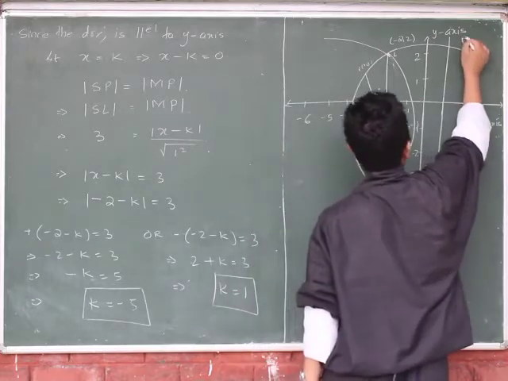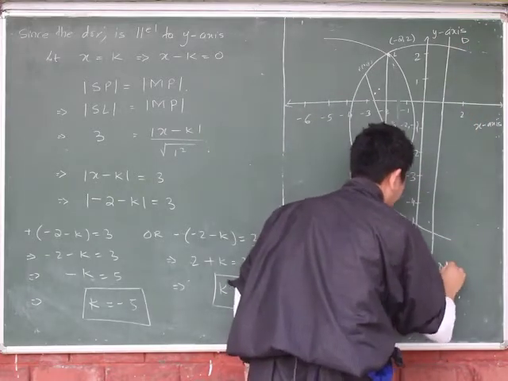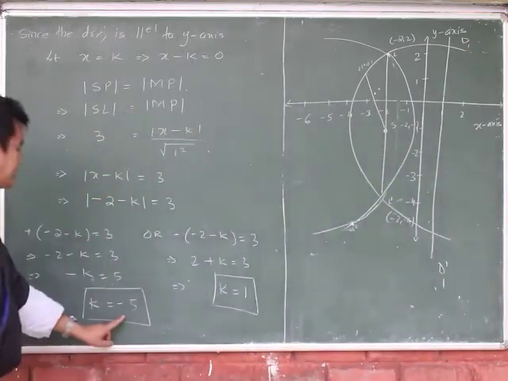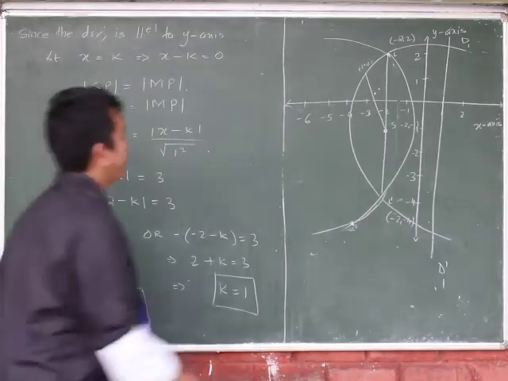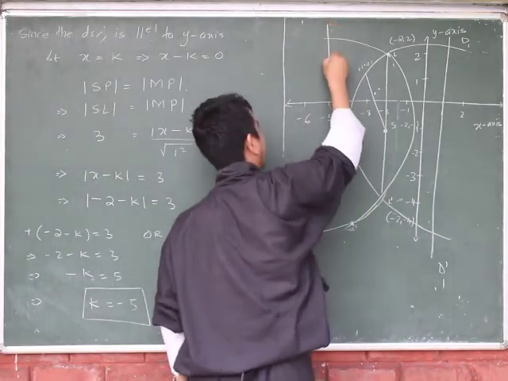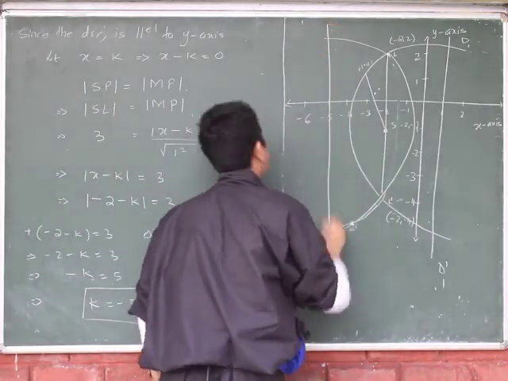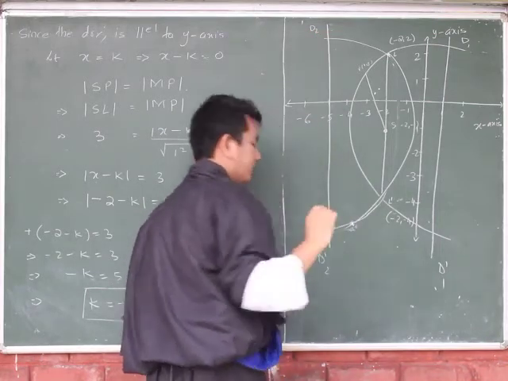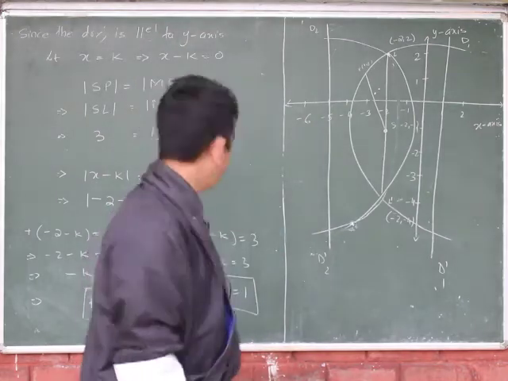This becomes one directrix, D dash, say D1 dash, and another directrix is passing through negative 5. Let me draw another directrix. Say this is D2 dash. I hope you got it now.